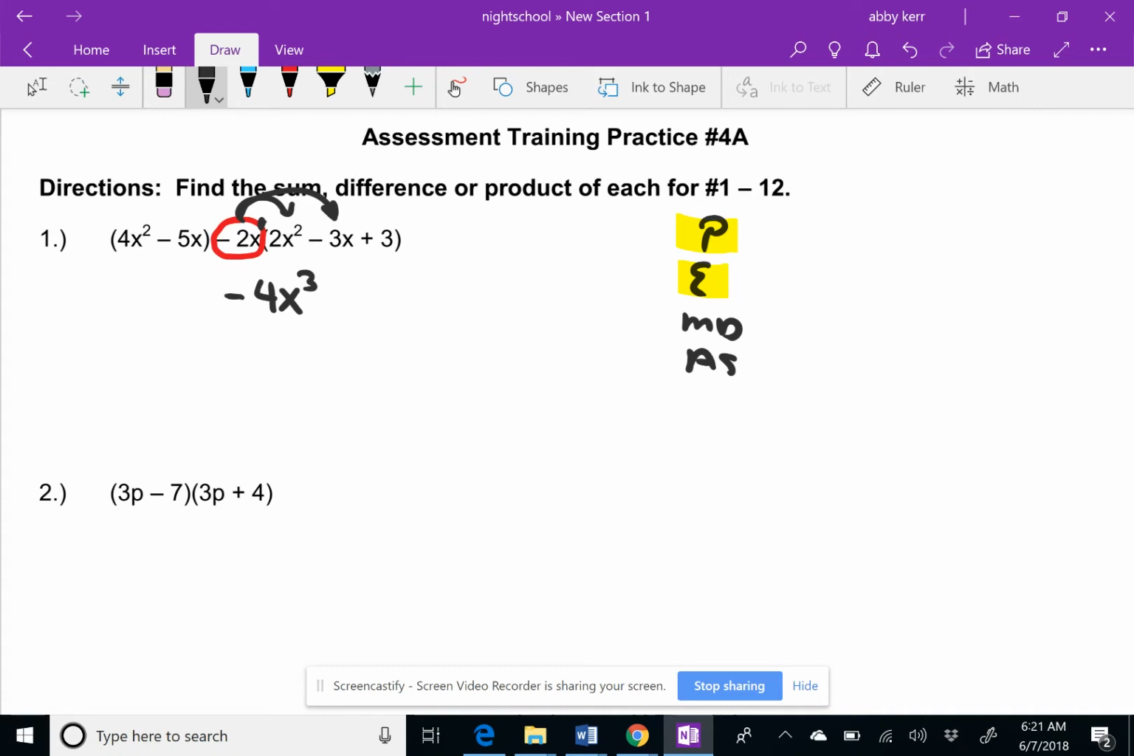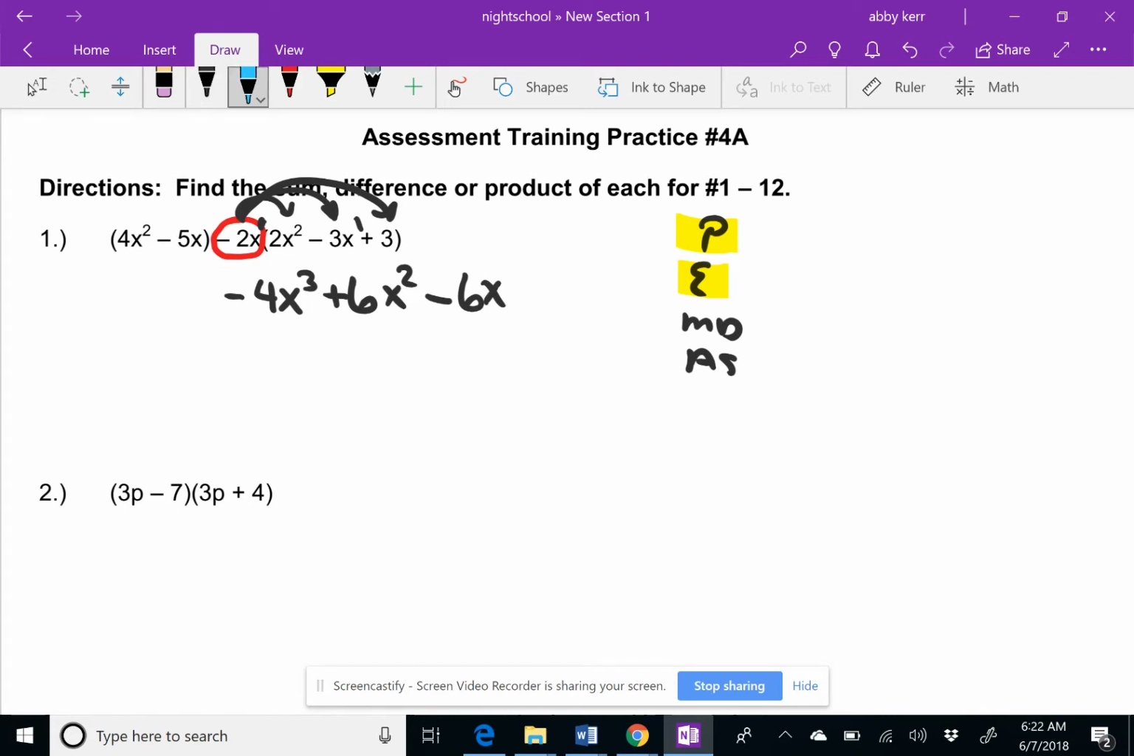So negative 2 times negative 3 is a positive 6. x to the first times x to the first. Once again, we add the exponents. And then we have one more term. Negative 2 times 3 is negative 6. And then since that x has nothing to be multiplied with, we just bring it.